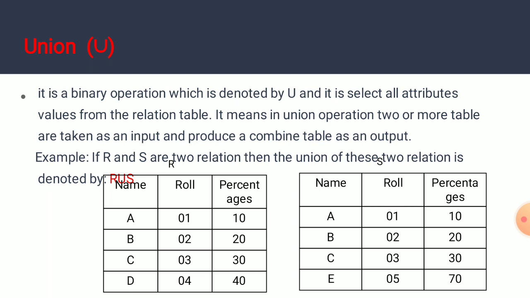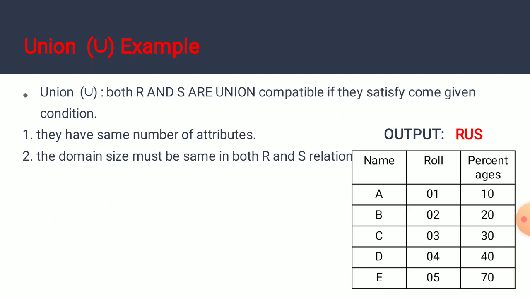Another condition is both have the same domain and the same number of attributes. So after applying the union operation, the output has three attributes: name, roll number and percentage, and all these values after union are written: all name domain values, all roll number domain values, all percentage domain values.